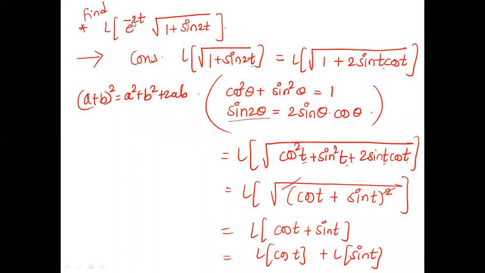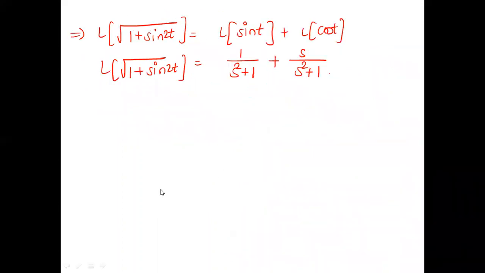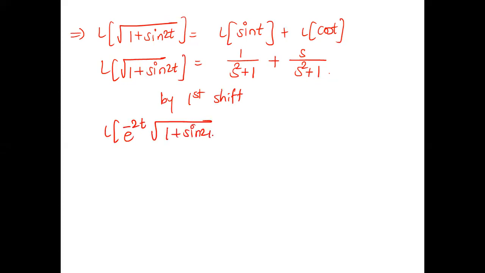minus 2t. This has to be multiplied. So by first shift, on this side we will multiply e raised to minus 2t to it. And what will happen on this side then? s replaced by s plus 2.